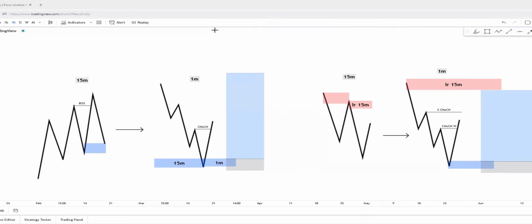Guys, it's easier to say that you have to wait for a 15-minute change of character inside of a 4-hour zone. No matter if it's a 15-minute zone, 5-minute zone, or whatever, if it's inside a 4-hour zone, you have to wait for a 15-minute change of character.